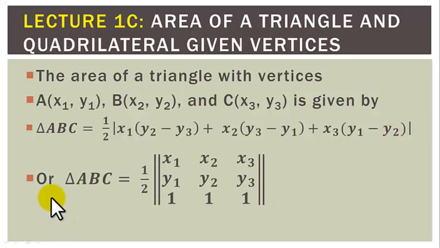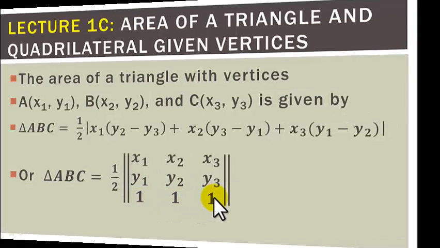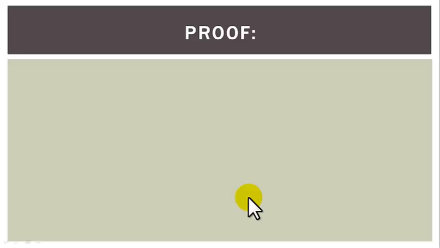Or in determinant form, area of triangle ABC is equal to half times the absolute value of the determinant of the matrix with x1, x2, x3 in row 1, y1, y2, y3 in row 2, and 1, 1, 1 in row 3. The proof.